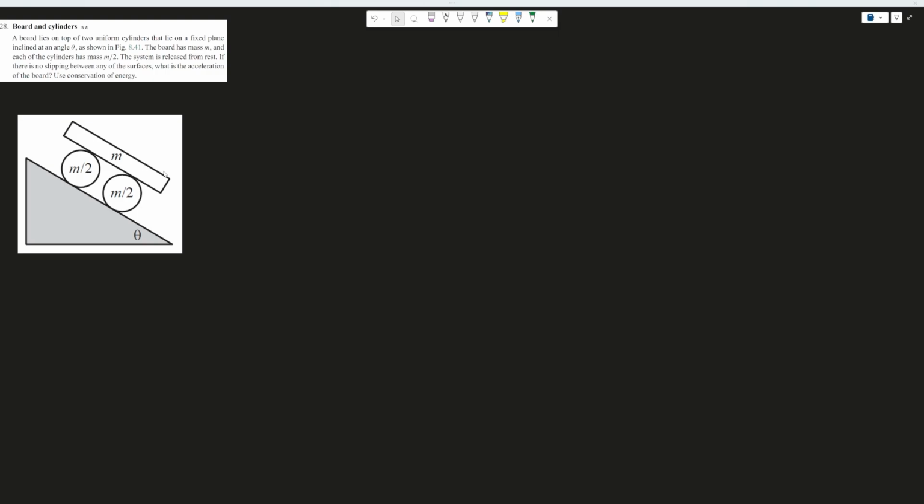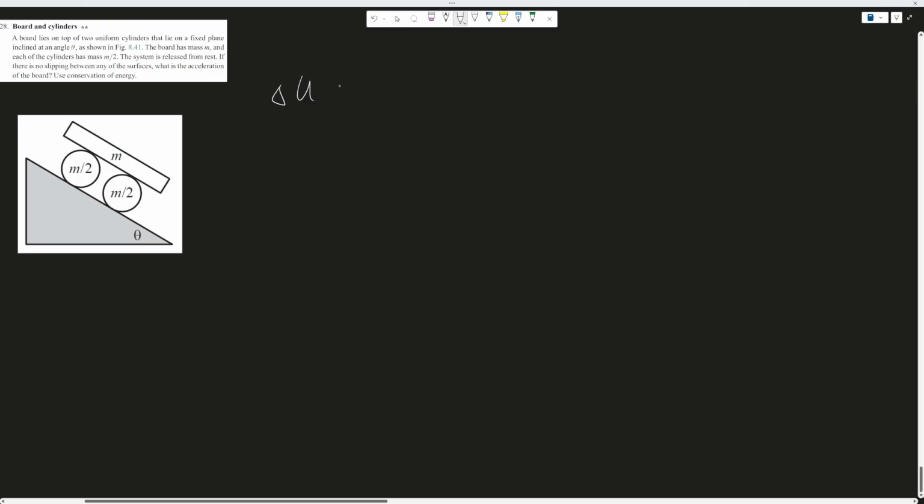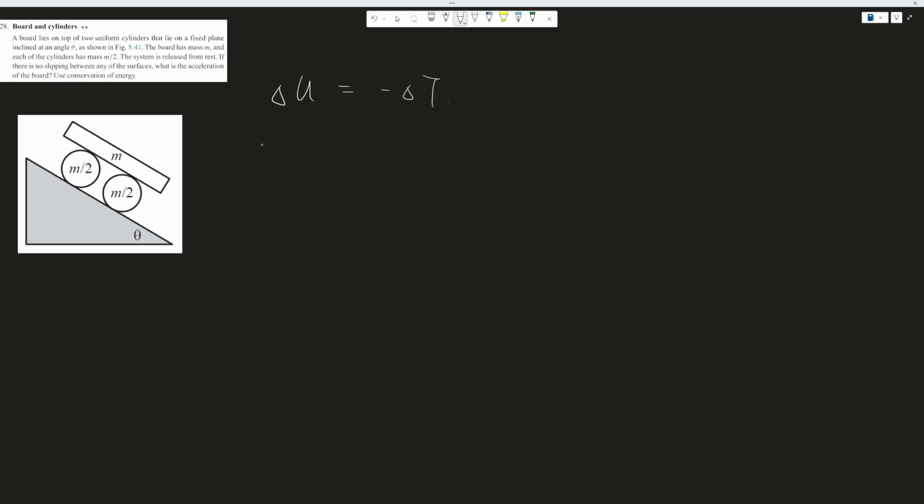Well, what do we know? We know that the change in potential energy equals the negative change in kinetic energy. So for however much the potential energy decreases, the kinetic energy increases by the same amount. So this is conservation of energy. In this question, there's only gravitational potential energy. So now let's try to list out the formula. We know that delta U for gravitational is mg delta H. And so let's try to figure that out.